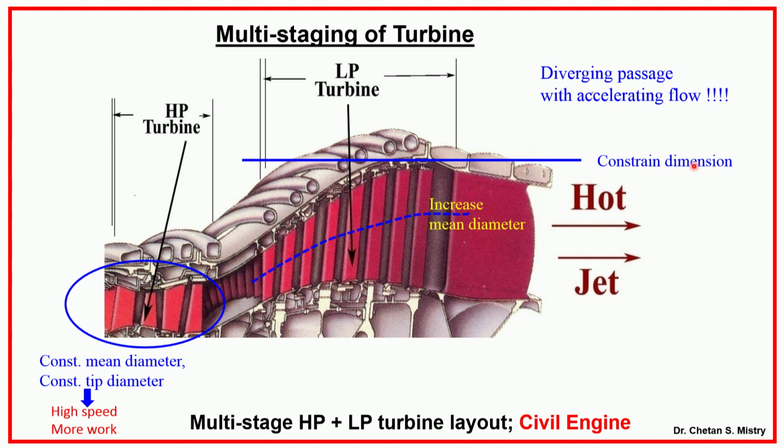Okay. If this is your case, here I will have an increasing mean diameter, designed with nearly constant hub diameter. Now, let me share an interesting observation. What is happening in the rotor and stator passage? I will have accelerating flow, and the flow track is a diverging passage. So you have a diverging passage with accelerating flow, which gives three-dimensionality to your flow in this region.